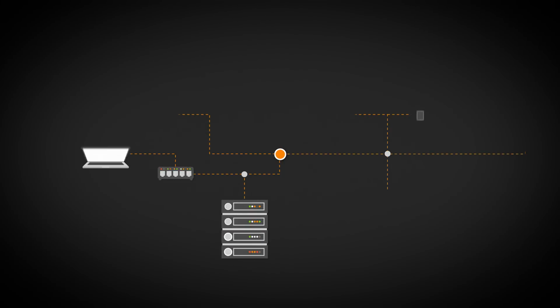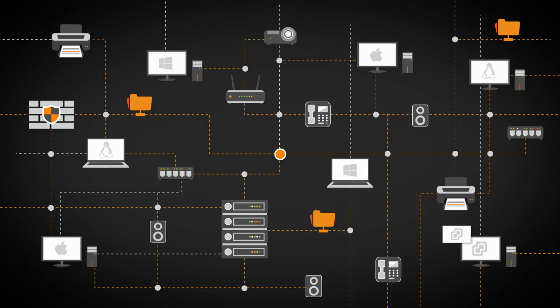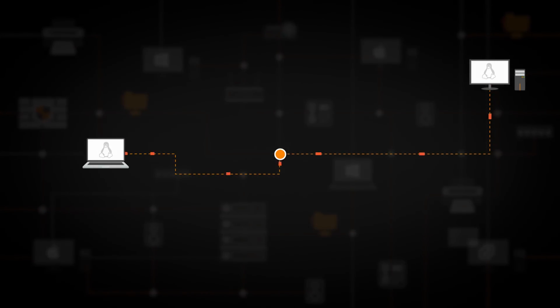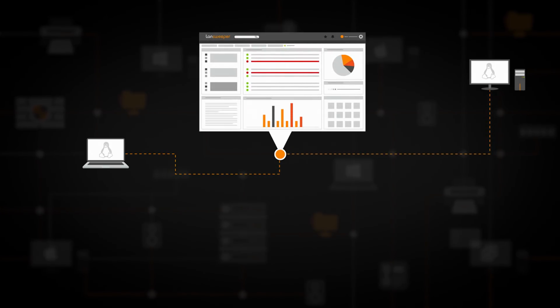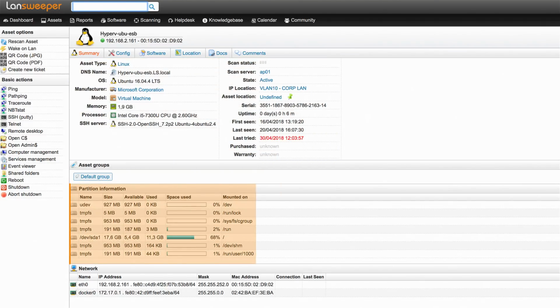Lansweeper's unique scanning algorithm automatically discovers IT networks of all sizes using a wide range of network protocols. In this video, we will focus on the discovery of Linux and Unix computers. Scanned Linux data includes operating system, model, memory, processor, disk partition information, network interfaces, installed software, and more.